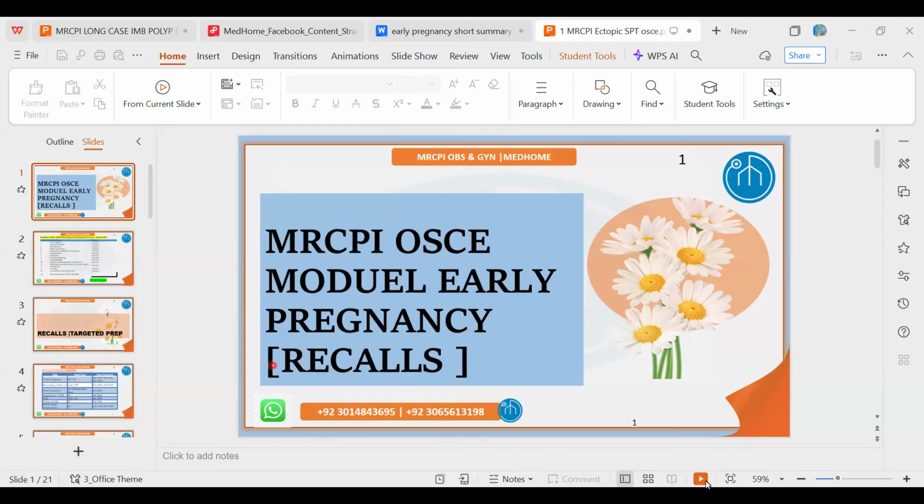Oncology, we have divided in 2 parts, pre-malignant conditions and malignant conditions, and we will complete it in 3 parts together. Contraception is a short module, we will complete it in 1 session, and clinical governance, ethics and audit we will complete in 1 session. So roughly it will be a 24 session course. This is a tentative planner which we want to cover in your comprehensive course.